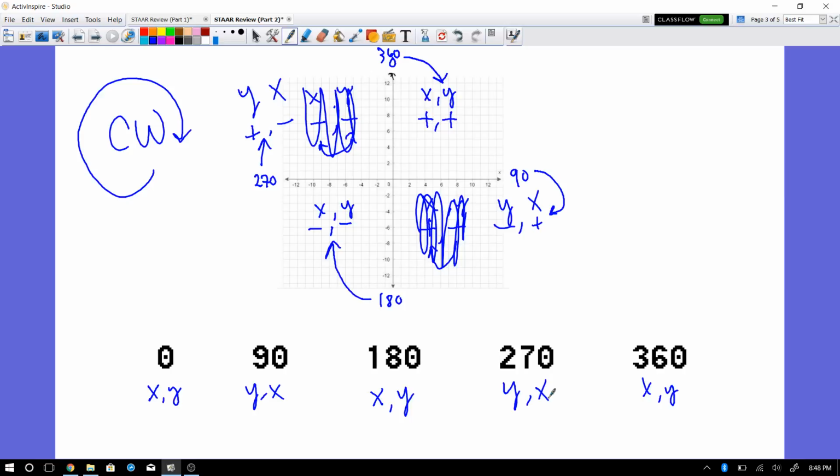Okay, now where the heck do the negatives go? All right, so 0 and 360, those are both positive. Those are done. You know that 180 is the complete opposite of 0 and 360, so those are both going to be negative. Check. Your 90 degrees, the first one's going to be negative. So guess what on the 270? The second one's negative. So from left to right, it goes negative, both negative, second one negative.